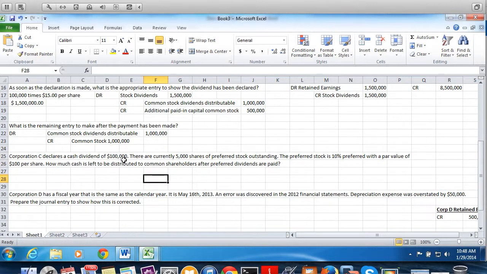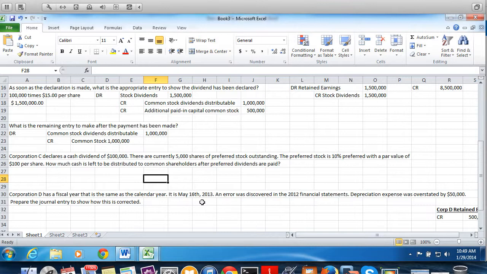Okay, and this is testing more: do you know what happens with preferred shares and how to do the preference for preferred stockholders? So Corporation C declares a cash dividend of $100,000. There are currently 5,000 shares of preferred stock outstanding, and the preferred stock is 10% preferred stock with a par value of $100 per share.